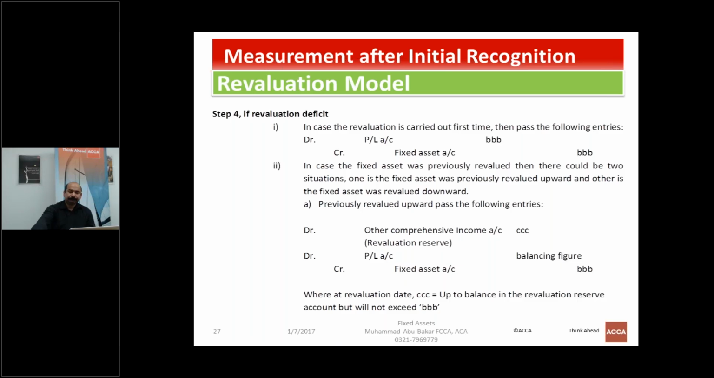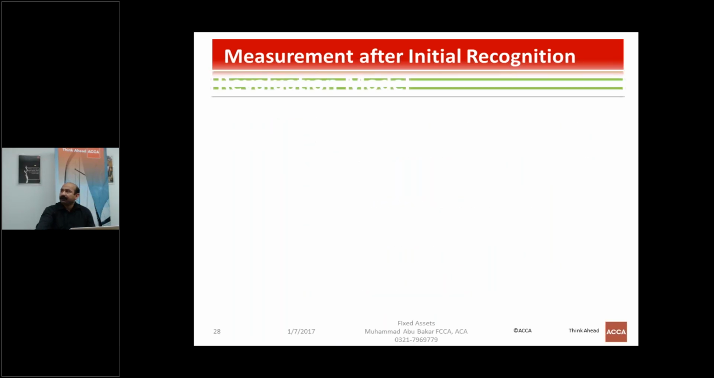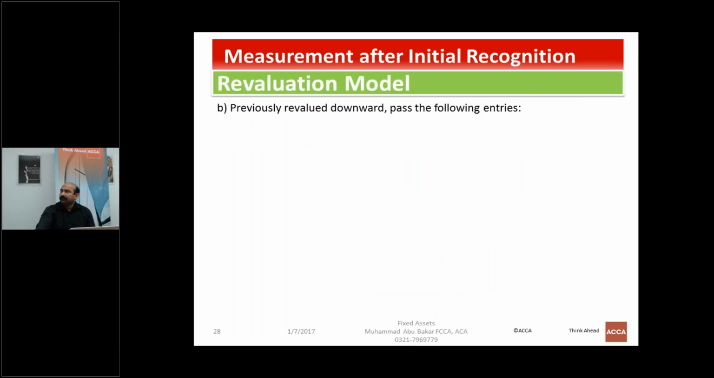Then, previously revalued downward, pass the following entries: profit and loss account debit and fixed asset credit.